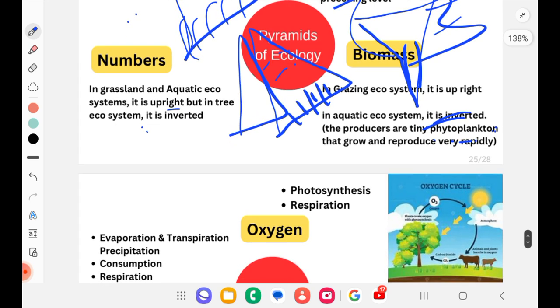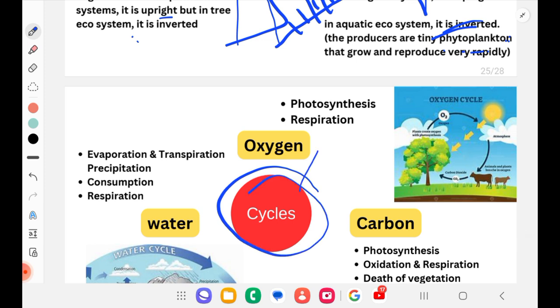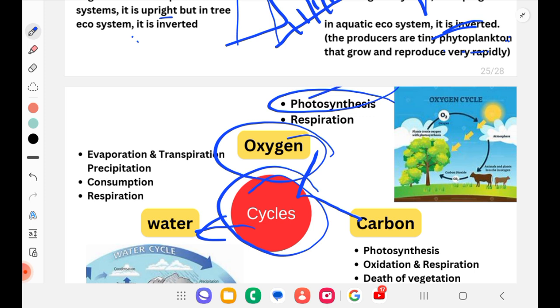Now we'll go for biogeochemical cycle. Under that gaseous cycle, we have oxygen, carbon and water. We have studied all these things in our school itself, but we'll just revise. So if you take oxygen, when will it be released? It will be released during photosynthesis. When will it be consumed? During respiration. These are also asked in the question paper. Simple questions will be asked, okay? You should just know the common things.